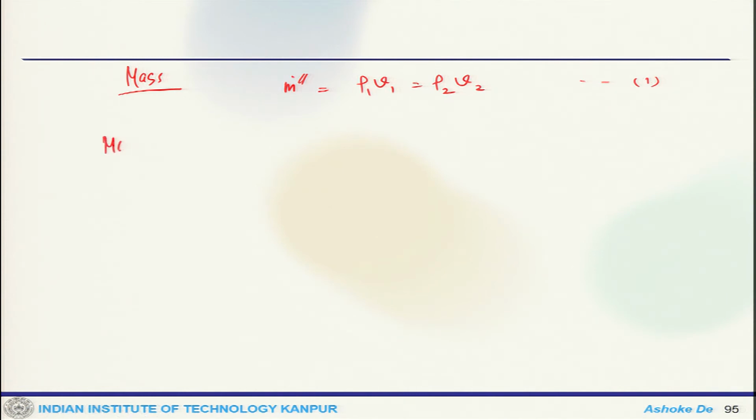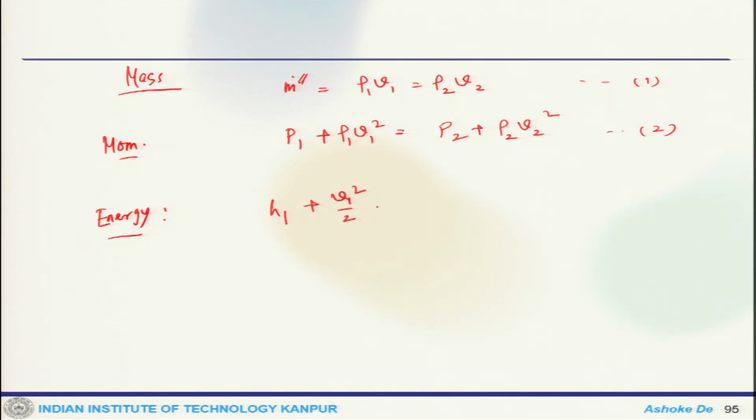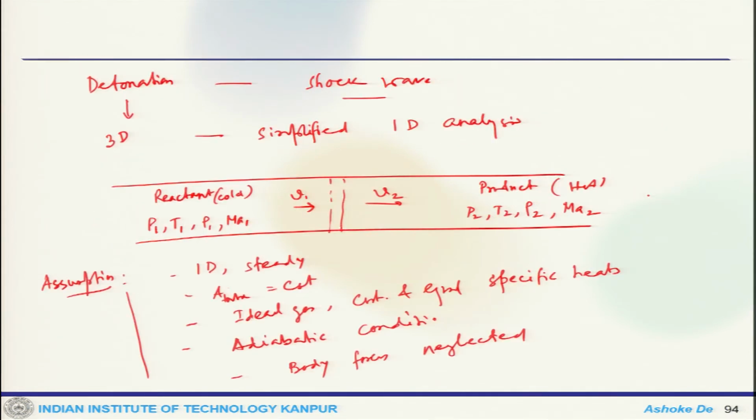Now, second is the momentum conservation. Only force acting on the control volume is the pressure. So, we will take P1 plus rho 1 V1 square equals P2 plus rho 2 V2 square, which is the second equation. And I can write the energy conservation equation, which is H1 plus V1 square by 2 equals H2 plus V2 square by 2. So, this is again pertaining to these conditions.